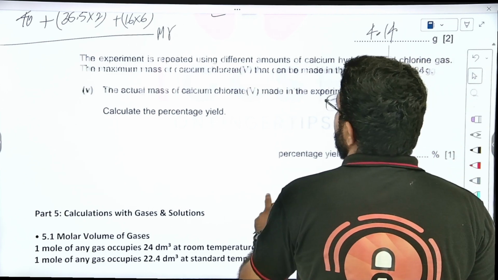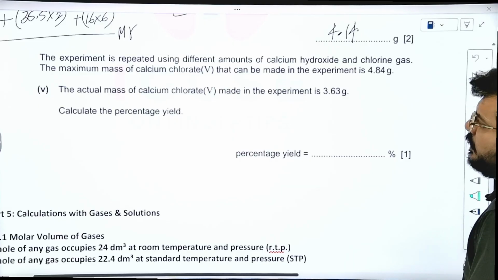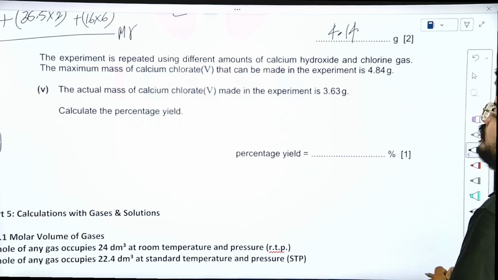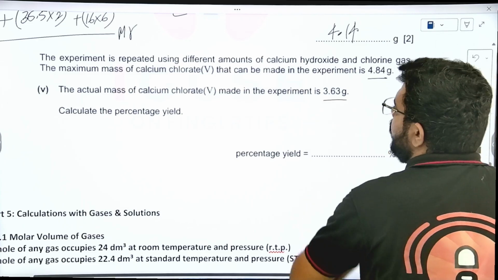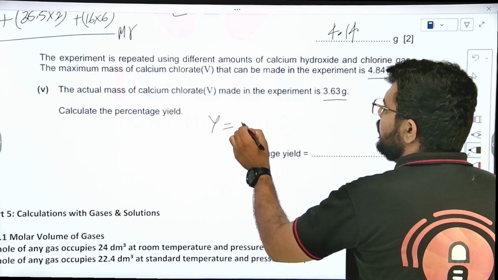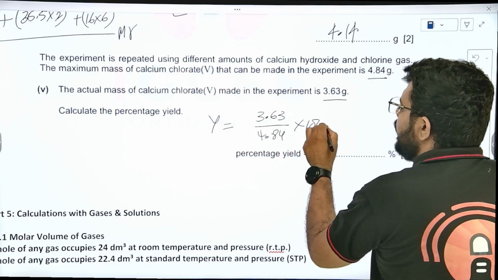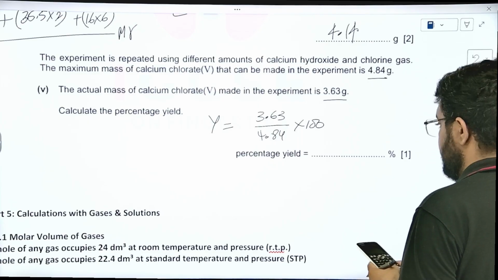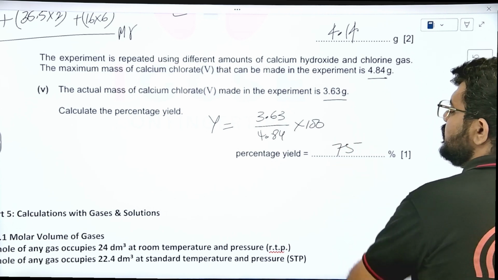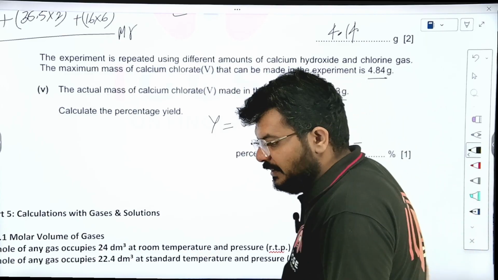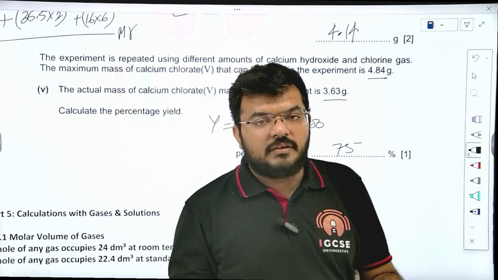Now they are saying the experiment is repeated using different amounts of calcium hydroxide and chlorine gas. The maximum mass of calcium chlorate that can be made in the experiment is 4.84. The actual mass is 3.63. Percentage yield. So percentage yield is actual upon theoretical into 100. So let's find out. You have 3.63 divided by 4.84, and the answer multiplied by 100 will give you 75% yield. So in this process, the particular process that they're talking about in this question has a yield of 75%.